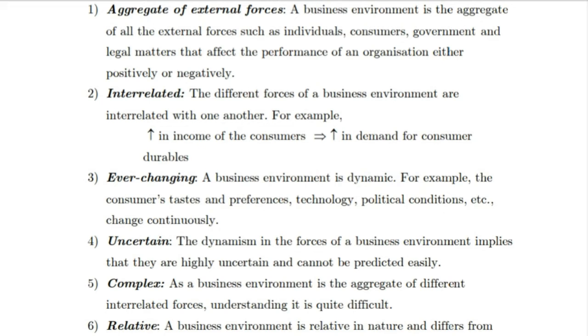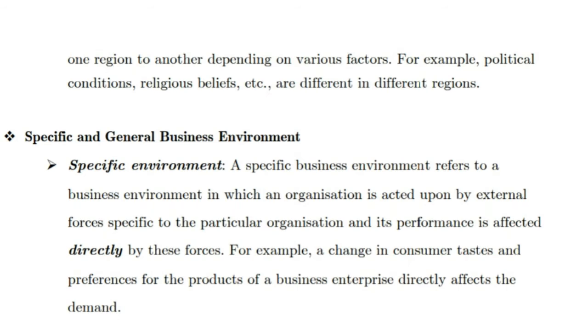6. Relative. A business environment is relative in nature and differs from one region to another depending on various factors. For example, political conditions, religious beliefs, etc., are different in different regions. Specific and general business environment. Specific environment. A specific business environment refers to a business environment in which an organization is acted upon by external forces specific to the particular organization and its performance is affected directly by these forces. For example, a change in consumer tastes and preferences for the products of a business enterprise directly affects the demand.